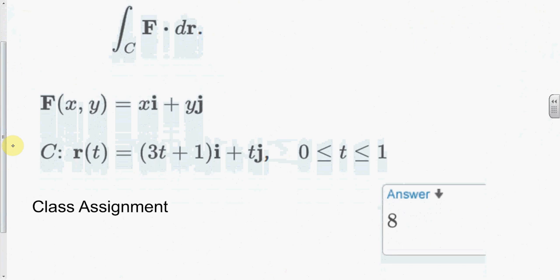Yeah, they're all line integrals. It just depends on what you call F. If F is the density, then you calculate the mass. If F is the force, then we're calculating the work.